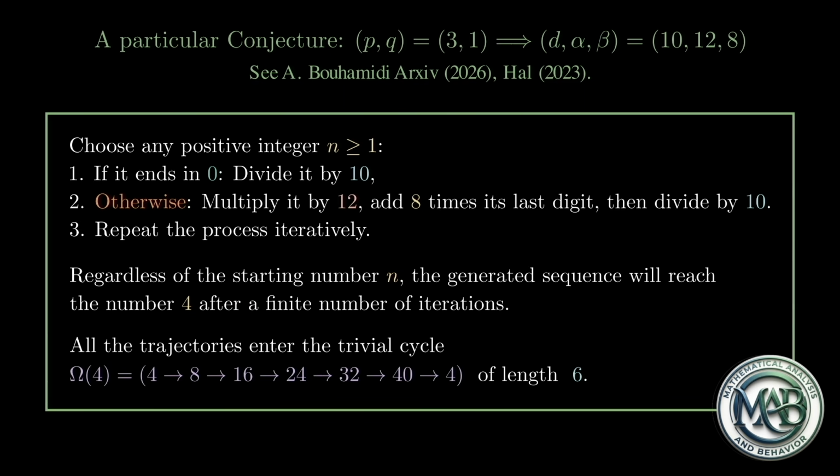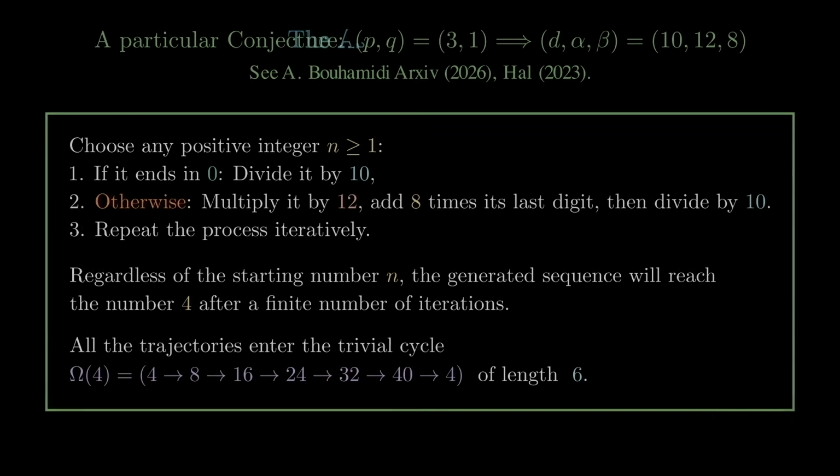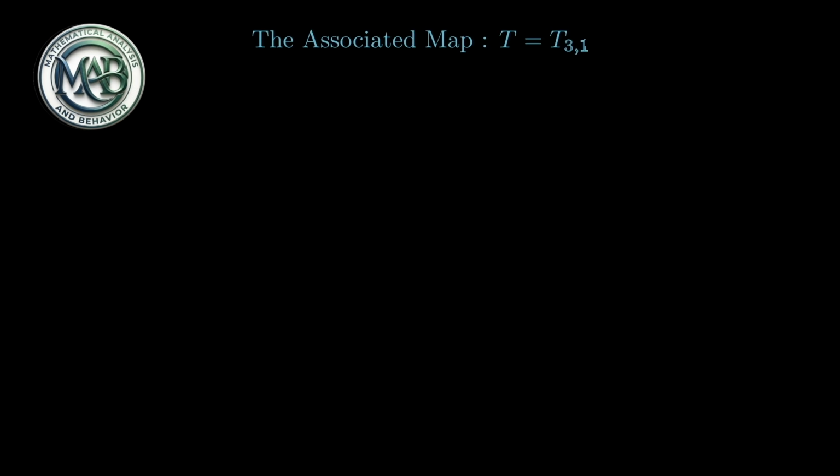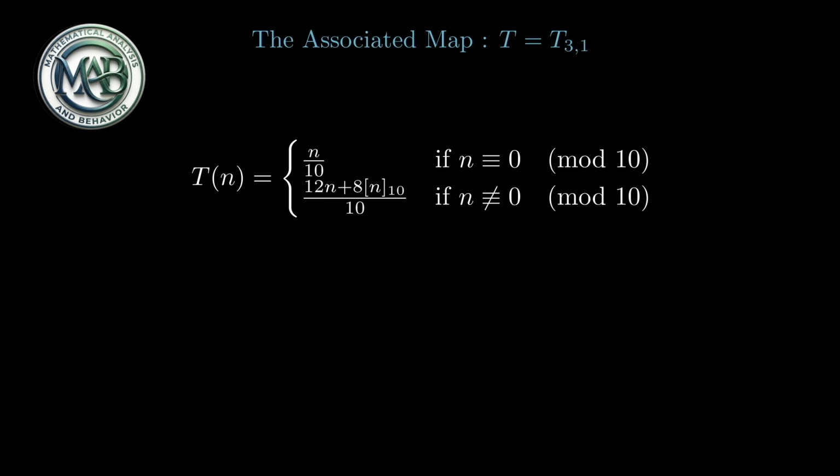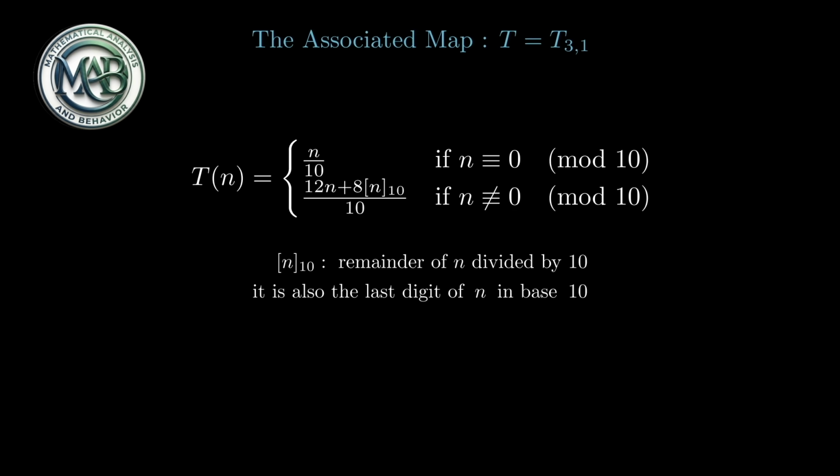to 4. The map T associated to the process corresponding to P equals 3 and Q equals 1 is mathematically defined as follows. If n is a multiple of 10, T of n equals n divided by 10. Otherwise, T of n equals 12 times n plus 8 times the remainder of n divided by 10, all divided by 10.